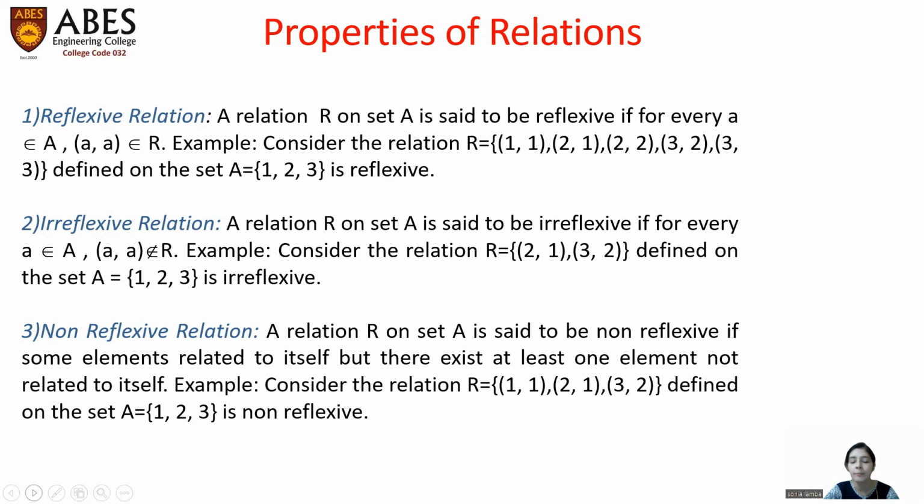Like in this example, relation R has the three ordered pairs (1,1), (2,1) and (3,2), defined on the set A having the three elements 1, 2, 3. For the element 1, the ordered pair (1,1) is in the relation, but for 2 and 3, the ordered pairs (2,2) and (3,3) are not in the relation. That's why this relation is not reflexive. It is not reflexive, but it is said to be non-reflexive because for some elements (a, a) is in the relation, but for other elements (a, a) is not in the relation. So this is the third category of relation.